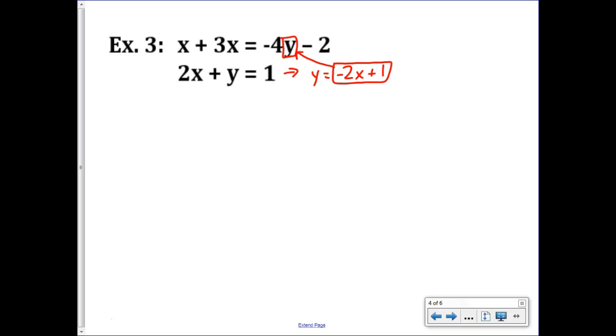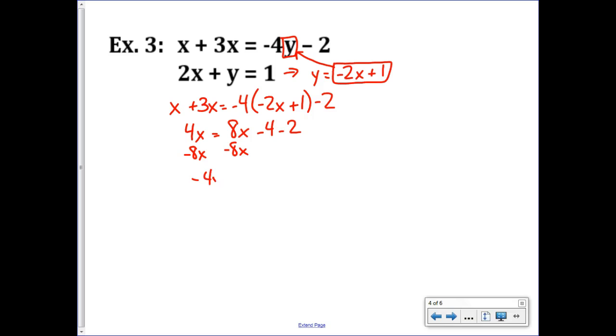So then we have x + 3x = -4 times (-2x + 1) - 2. So then this really just is 4x over here. And then we get 8x - 4 - 2. I'm going to go ahead and subtract this 8x from both sides. So I get -4x = -6. I'm going to divide by -4. So x = 3/2, or 1.5.